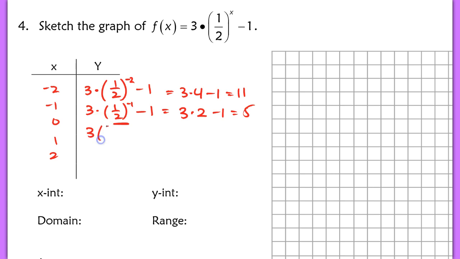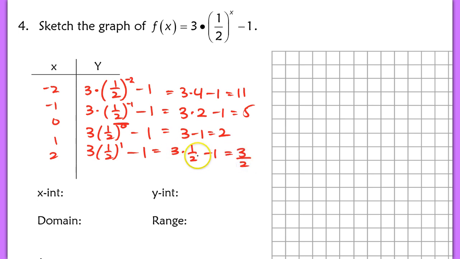And then filling out the rest of this is a little bit easier, I think. So 1/2 to the 0 is 1, 3 times 1 is 3, minus 1 gives me 2. Then 3 times 1/2 to the 1st power minus 1 is going to be 3 times 1/2. Okay, so now we're dealing with fractions, so I guess maybe it's not as easy. This is 3 halves. 3 times 1/2 is 3 halves minus 1, which is going to give you 1/2. And finally, if I plug in 2, this is 3 times 1/2 squared minus 1. So 3 times 1/4 minus 1 is 3/4 minus 1, which is going to give me -1/4.